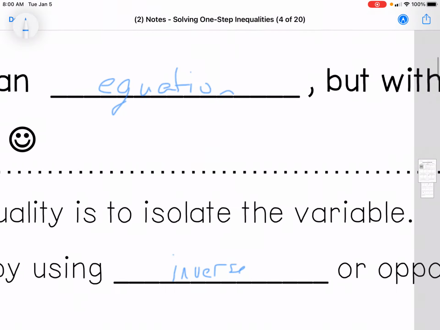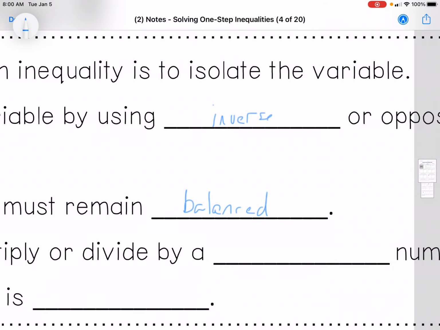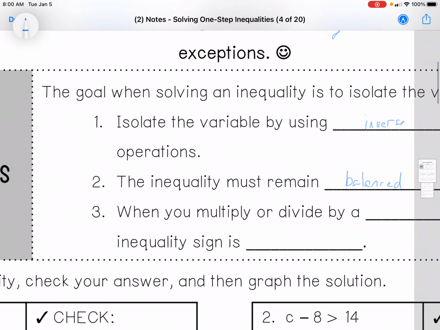All right, number 2, the inequality must remain balanced, which is the same thing as the equation. Whatever you do to one side, you do to the other. That's all that means. Number 3, when you multiply or divide by, this is the difference, okay? Let's put a big star right here. This is the only difference between this and an equation, okay?